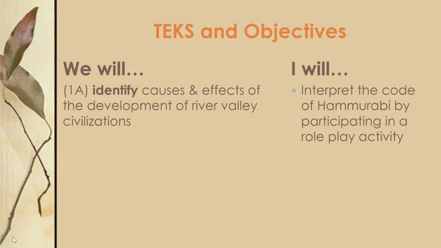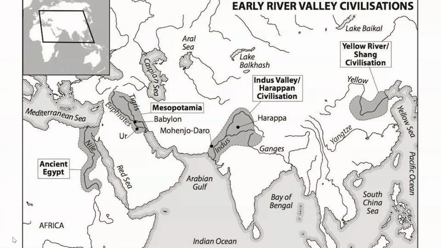By the time that we are finished, you will be able to interpret the Code of Hammurabi by participating in a role play activity in class. The first thing I need you to do is to label your map. I have given you this map and I need you to label the four river valley civilizations that we are going to be studying in this unit.